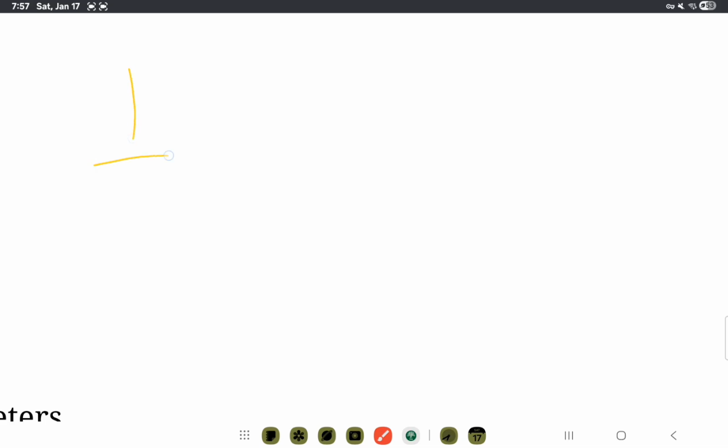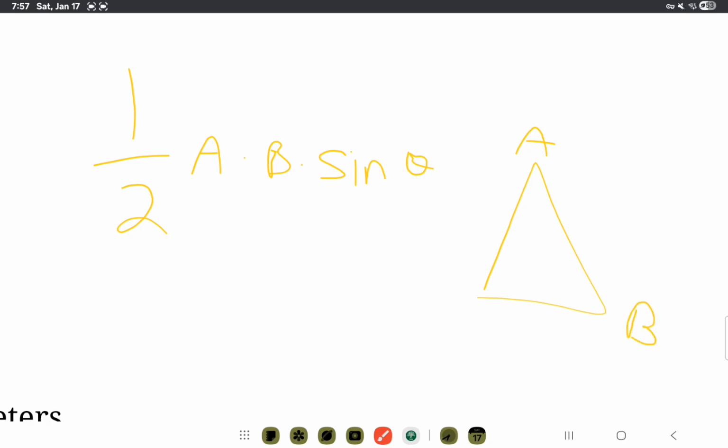The area of a triangle is 1 over 2 a b sine C.